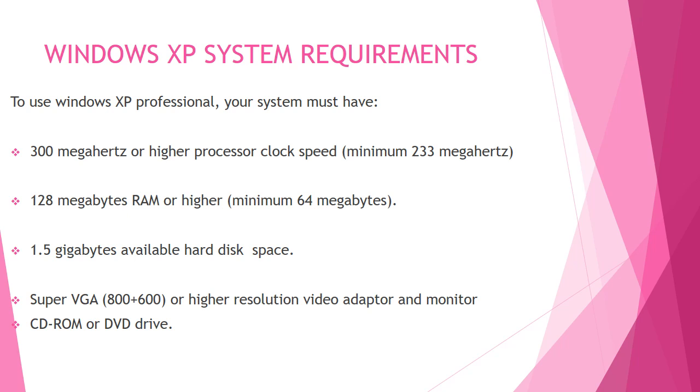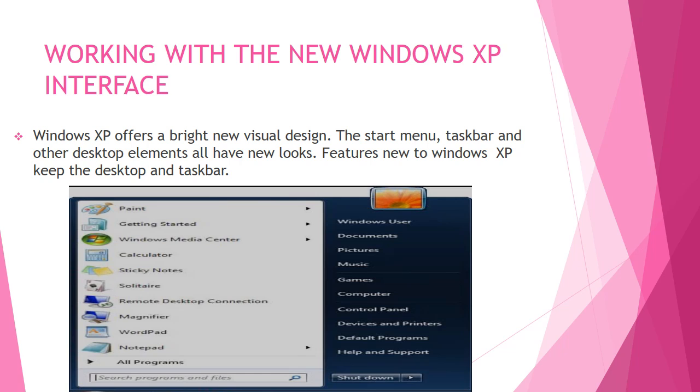So we have Super VGA, which is a video graphics interface, with 800 by 600 or higher resolution video adapter and monitor, CD-ROM and DVD drive. They are all secondary storage memory, which are embedded on the system for data and information to be stored.